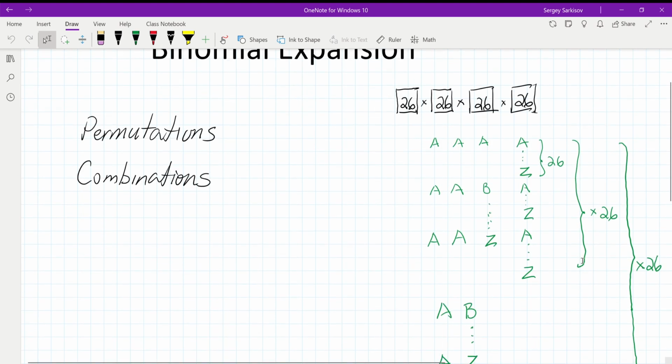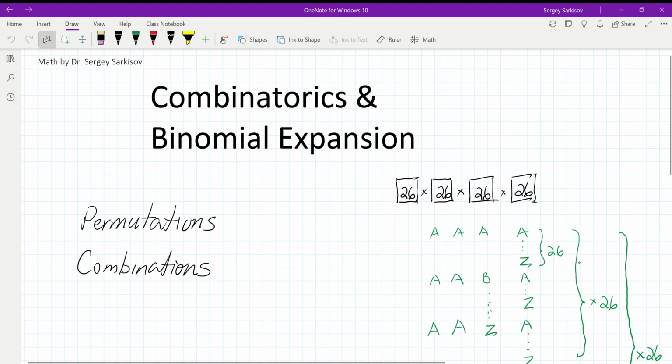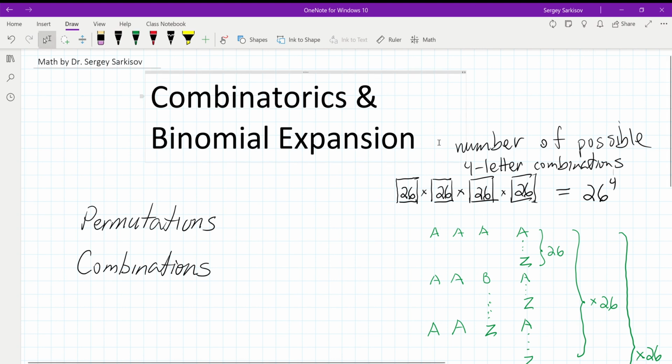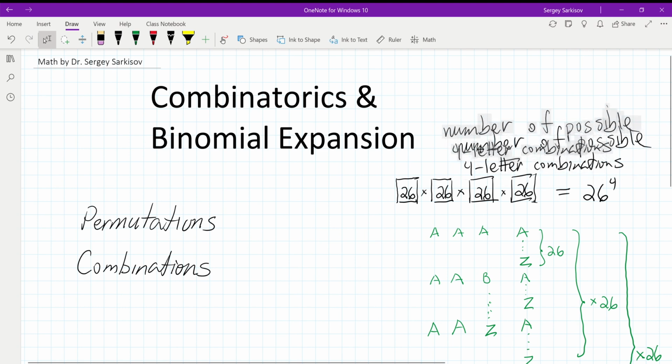This is interesting: 26 to the fourth power is the number of possible four-letter combinations, and you can have anything repeating. Combinations with repeats allowed. Okay, so let me move this a little so we can make it look nicer. So let's do smaller.